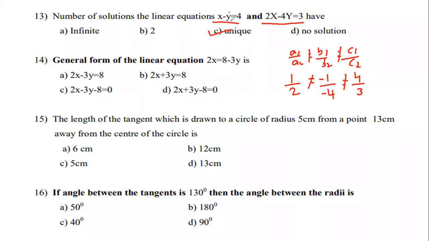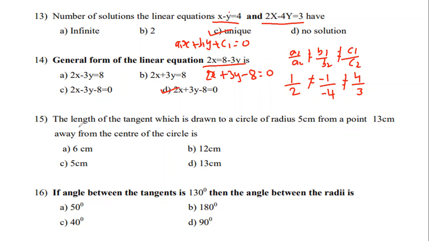Next sum, general form of linear equation. 2x minus 2x is equal to 8 minus 3y is dash. Write out the general form. First is x term, a1x plus b1y. This is the general form. a1x plus b1y plus c1 is equal to 0. Write it in the order. First x plus 3y minus 8 is equal to 0. Which option? Option D is the correct answer.